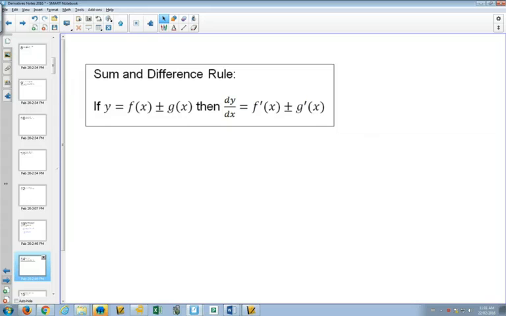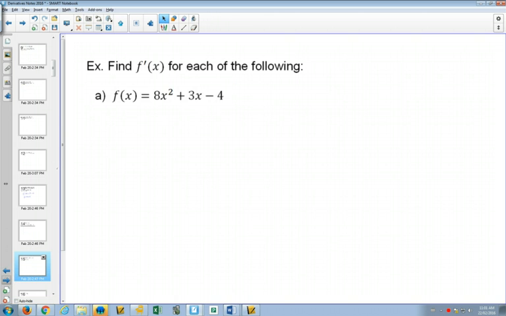And so this is how we would write it out mathematically, that if you have more than one function that you're adding up, then the derivative would just be the derivative of each one separately. So try the first two.